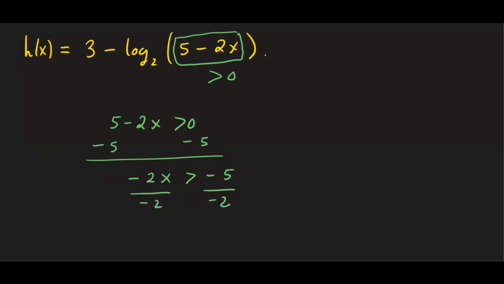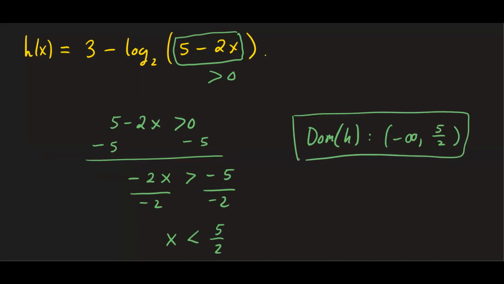Now here you have to be careful. Every time you divide or multiply by a negative real number in an inequality, you must switch the sign of the inequality. So now our greater than becomes a less than. We have x on the left, and on the right side we just have 5 over 2. That's the inequality notation for the domain. Hence the domain of h is everything less than 5 over 2, so that would be negative infinity up to 5 over 2. That would be the domain of h of x.